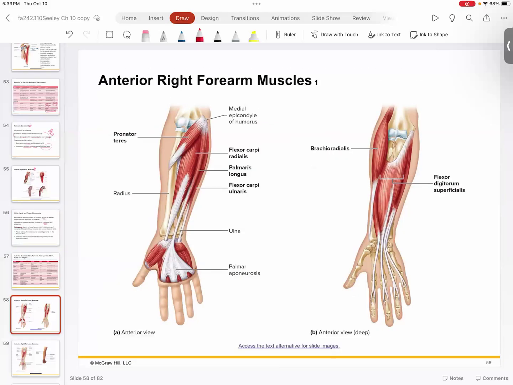And so you can see, let's see if they show the retinaculum here.